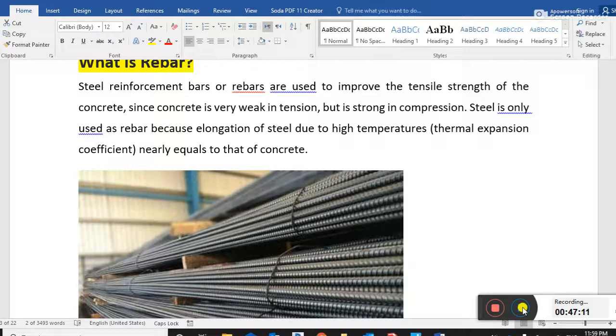Guys, this was all about reinforcement rebars, types of steel reinforcement rebars and different grades.